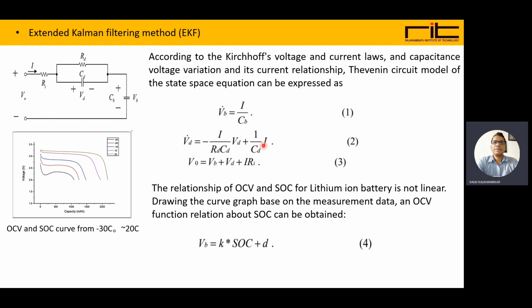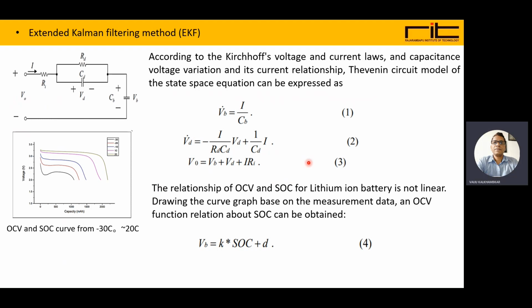So writing this Kirchhoff's voltage and current equations, V0 is equal to VB plus VD plus I into RI. So this is the drop across this, plus VD, and the drop across this, VB. So these are added. The relationship between open circuit voltage and SoC of a lithium-ion battery is not linear.